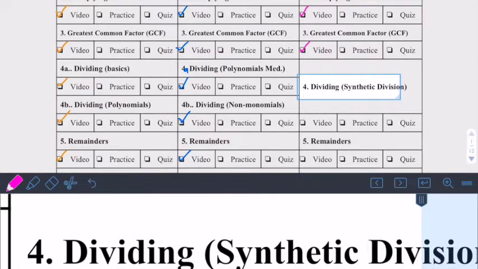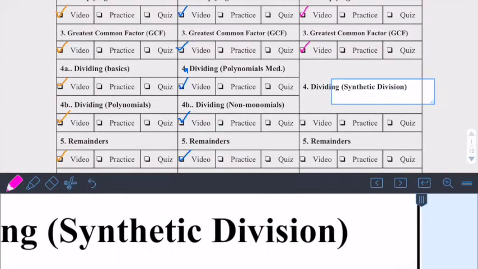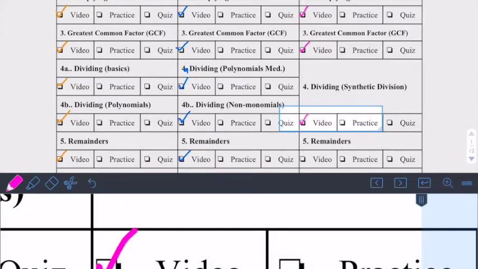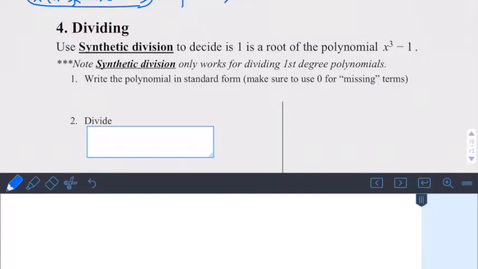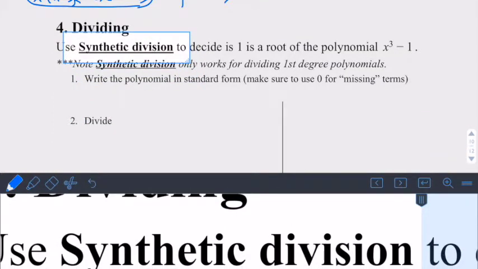This is Tier 3 Lesson 4, dividing. Instead of long division, we're going to be doing synthetic division. So now I'm going to show you a new technique for division called synthetic division. It's a little bit quicker and easier than long division if you follow it.